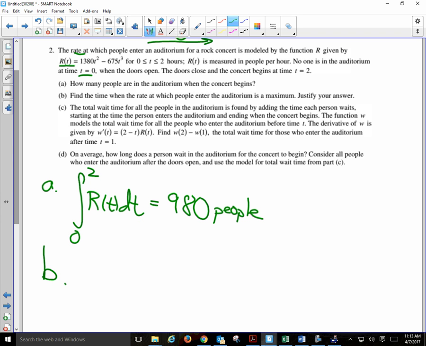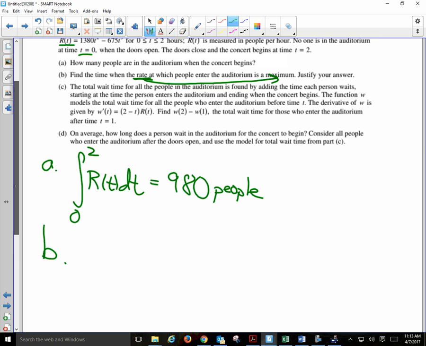All right, part B. Let's see if we get this. Find the time when the rate at which people enter the auditorium is at a maximum. We want the rate to be at a maximum. How do we maximize something?